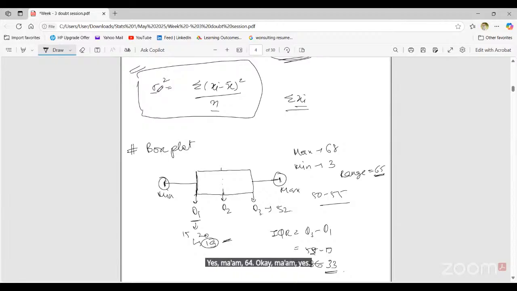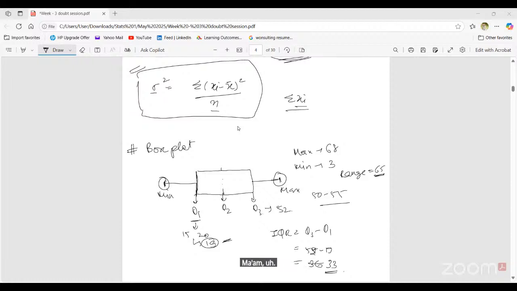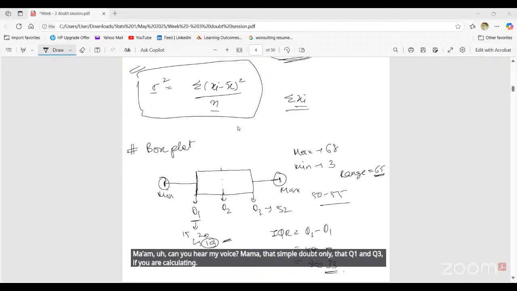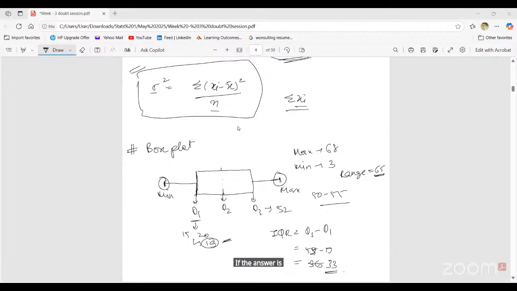Okay. Ram, you have a doubt? You have raised your hand. Ma'am, can you hear my voice? Yeah. Ma'am, a simple doubt: if you are calculating Q1 and Q3 and the answer is not an integer, then we have to take the next highest integer, right? Correct.